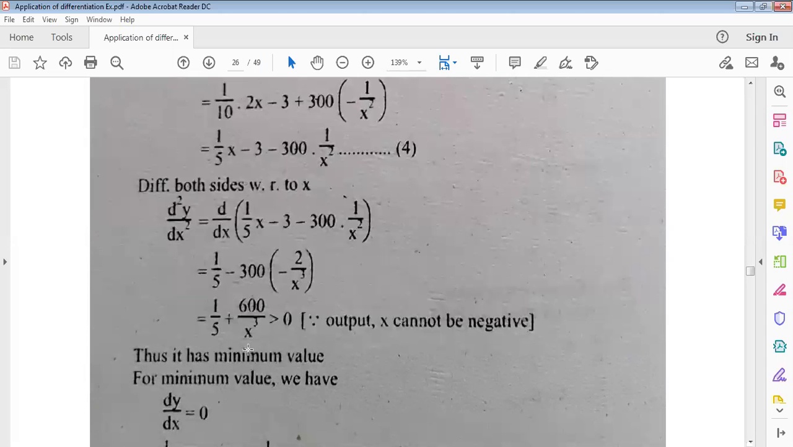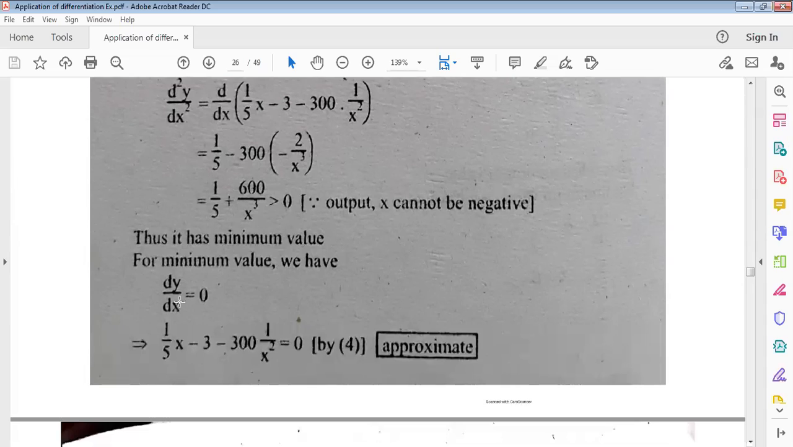Now for every value of x, we are getting this greater than 0 because x cannot be negative. Output can never be negative. Output may be 0 or number of units may be 0, but number of units can never be negative. This is why this is always positive. Positive means what? This is the minimum value.